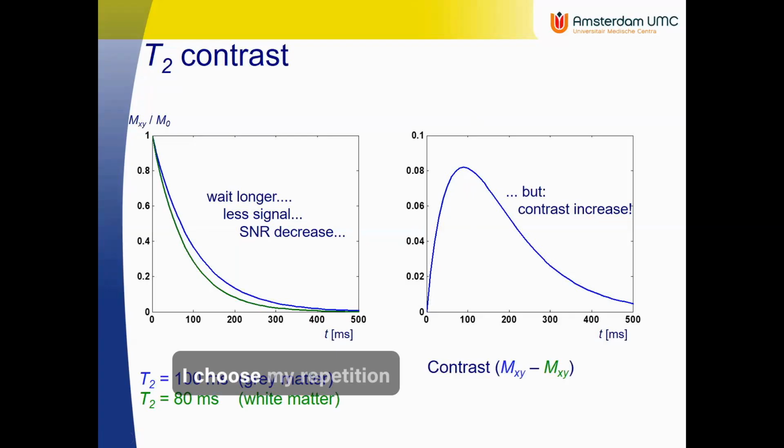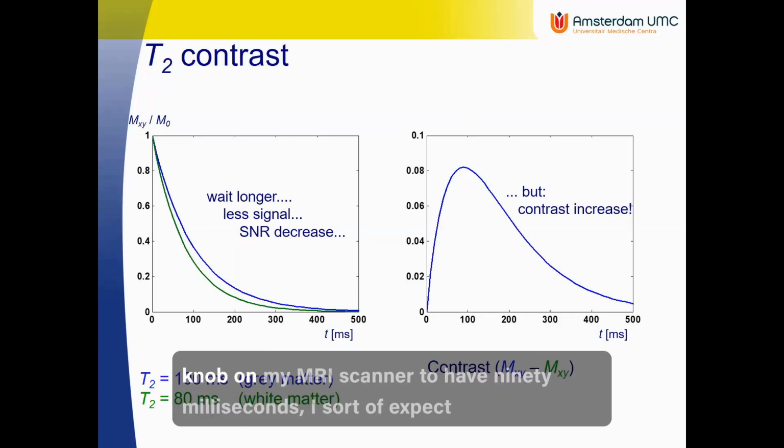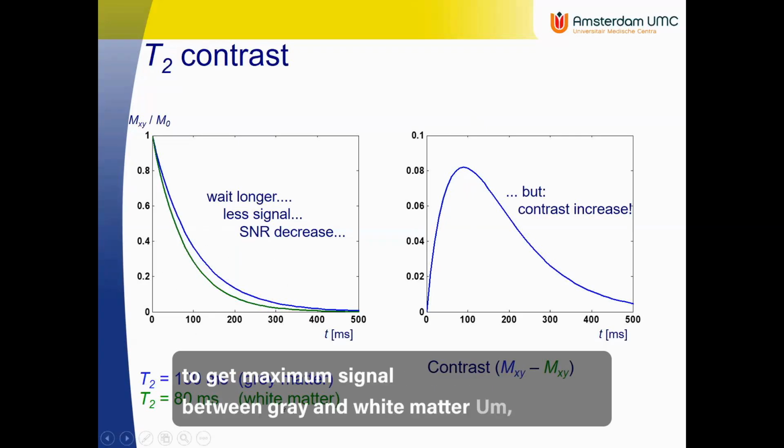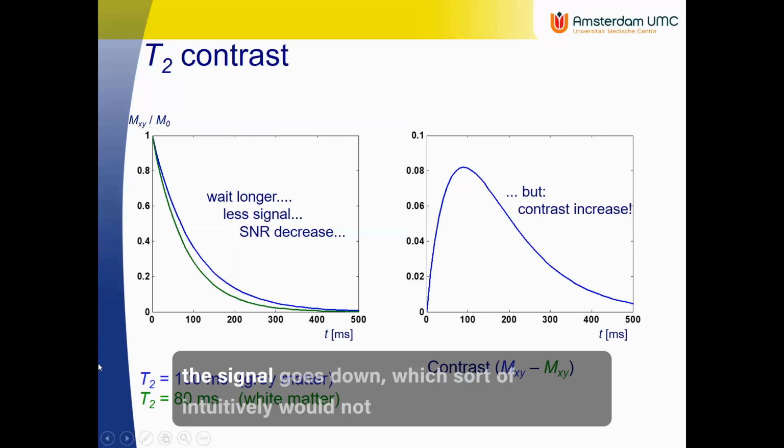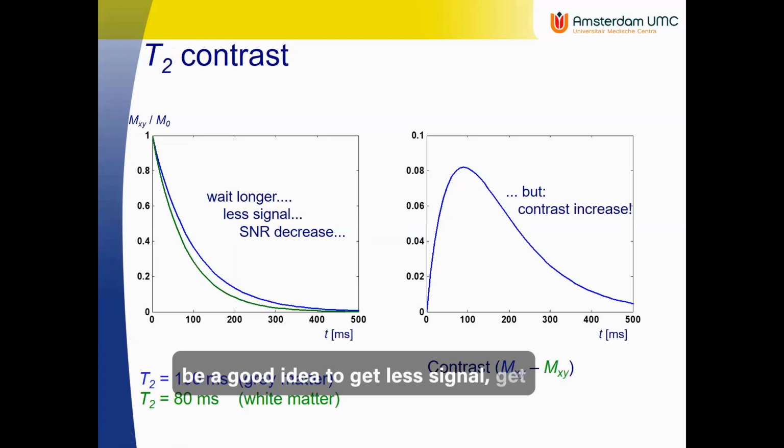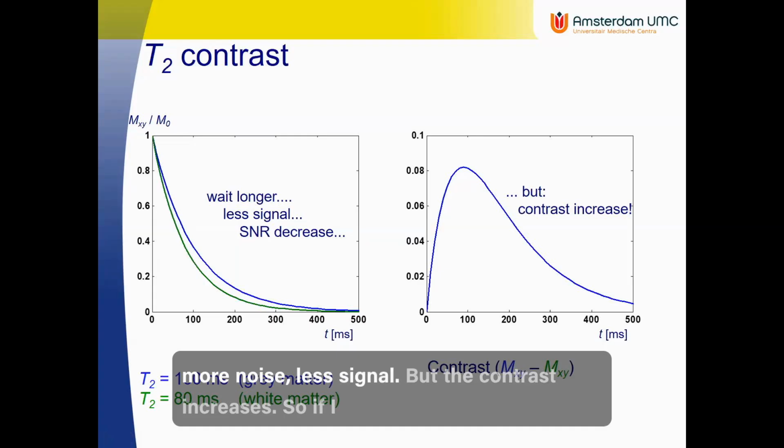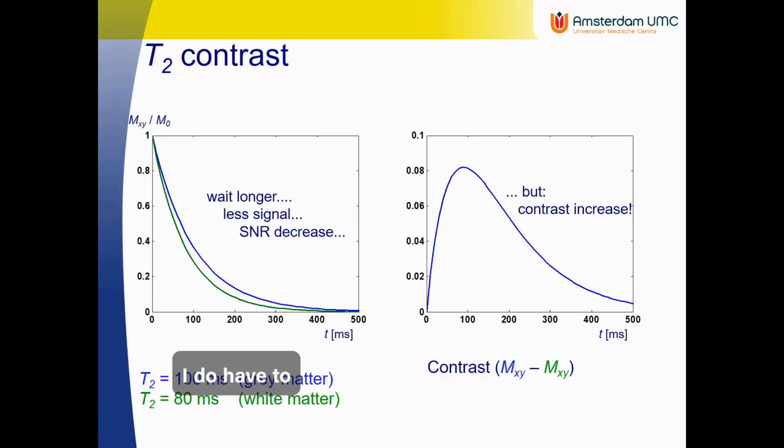But if I choose my echo time, that knob on my MRI scanner, to be about 90 milliseconds, I sort of expect to get maximum contrast between gray matter and white matter. And signal goes down, which intuitively would not be a good idea, less signal, more noise, but the contrast increased. So if I want to see a difference between gray matter and white matter, I do have to wait for the curves to split up.